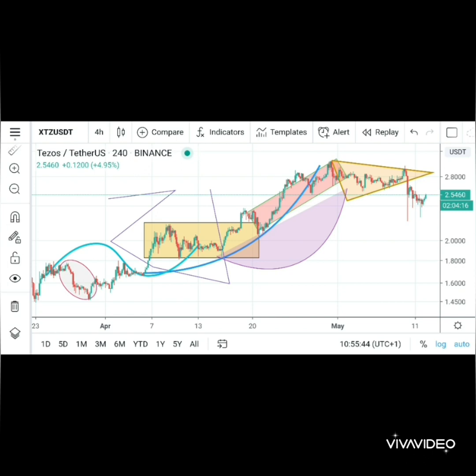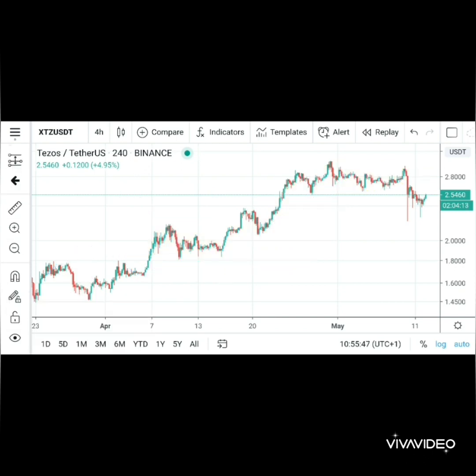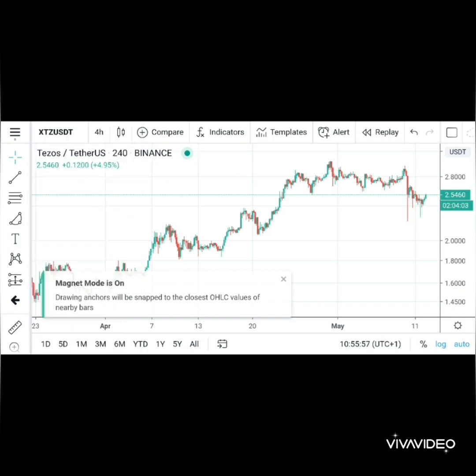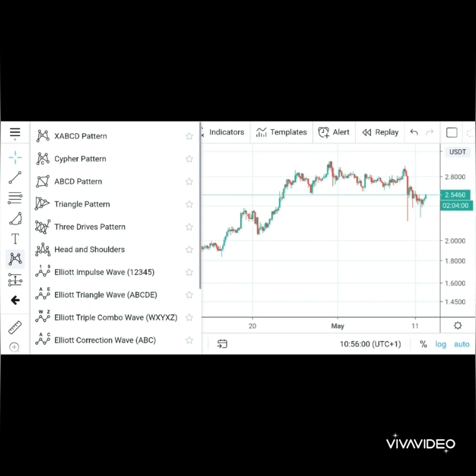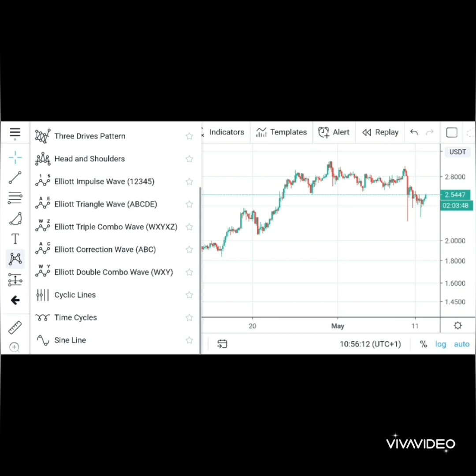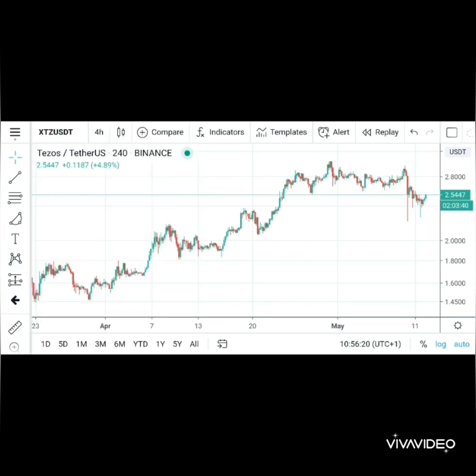Then let's talk about the text over here. You use this one to write something on your chart. Then over here you have your different patterns. This one you have your patterns, ABCD patterns, Elliott wave. You have your head and shoulders, double top, double bottom, all those kinds of stuff. You'll learn about chart patterns later on.